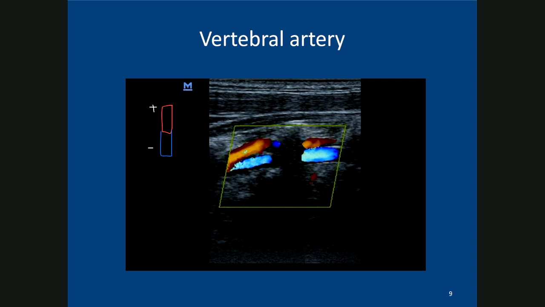Well, first of all, we need to know that the artery is supposed to be flowing in this direction. And the vein is supposed to be flowing in this direction. And this is superior as long as you have your probe correctly positioned and not upside down. And this should be inferior.